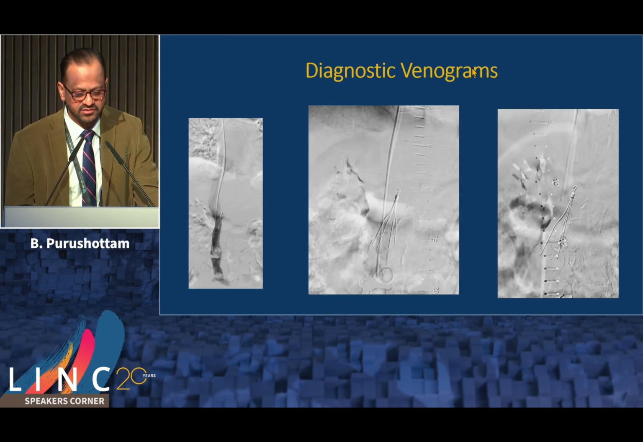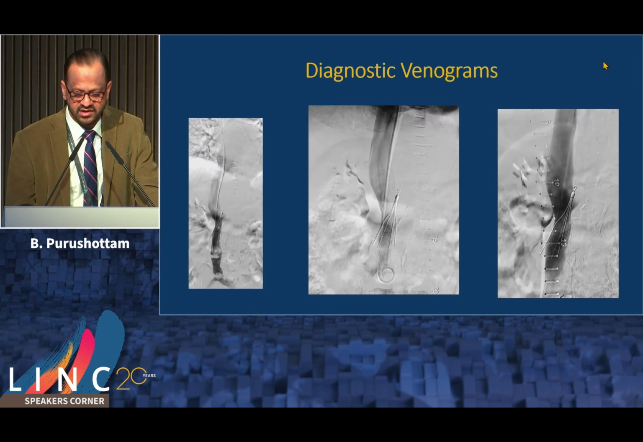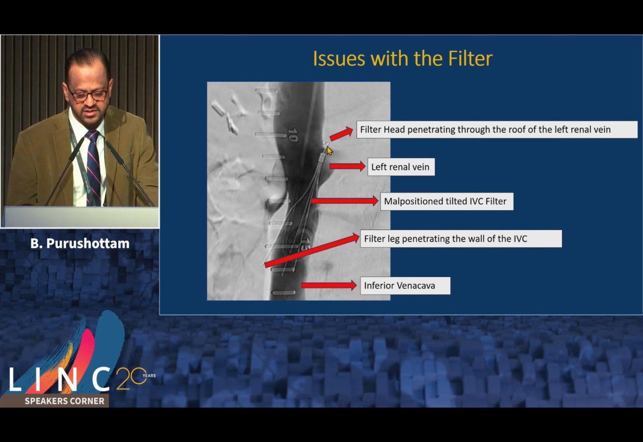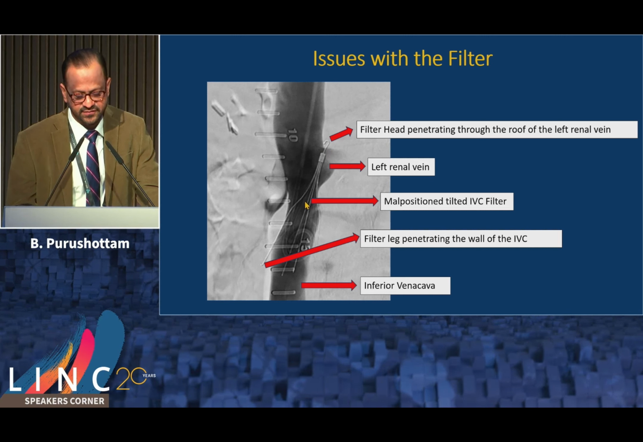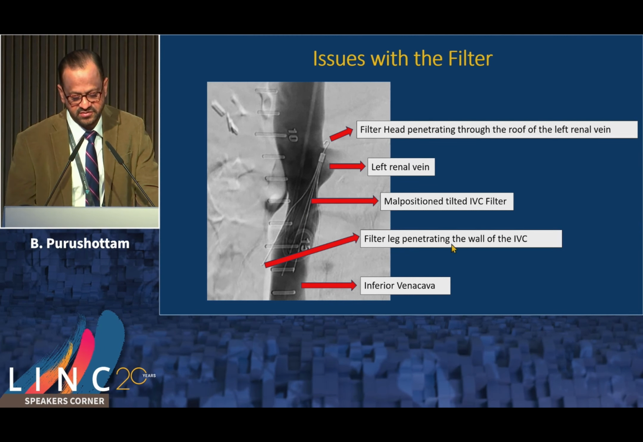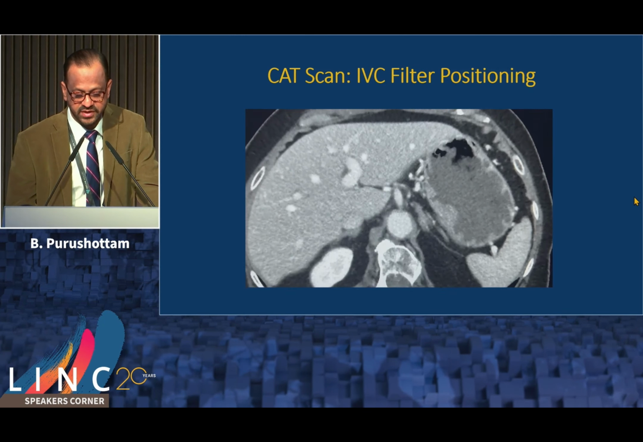I got some diagnostic venograms through the right IJ, and right there you can see in this close-up shot that the filter head is right across the roof of the left renal and IVC confluence. The filter is tilted, all the way in the juxtarenal position, and you can see that some of the legs are penetrated. When I see this, I usually stop and get a CAT scan to better evaluate.